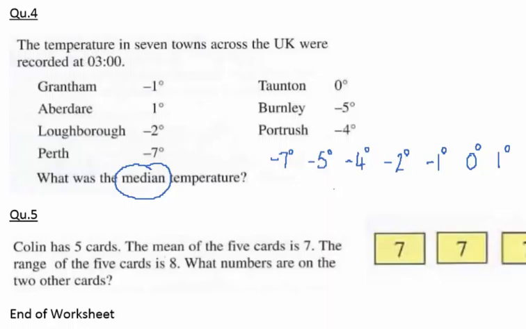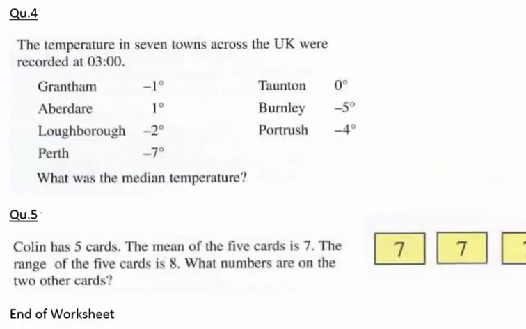The median is the middle temperature, and the middle temperature here is going to be this temperature. It's 3 in from the left and 3 in from the right. Remember how we normally do it? We would pair up these temperatures. You'd say the -7 pairs up with this 1, the -5 pairs up with the 0, the -4 pairs up with the -1, and we're left with our little one in the middle there, -2. So the median is -2.